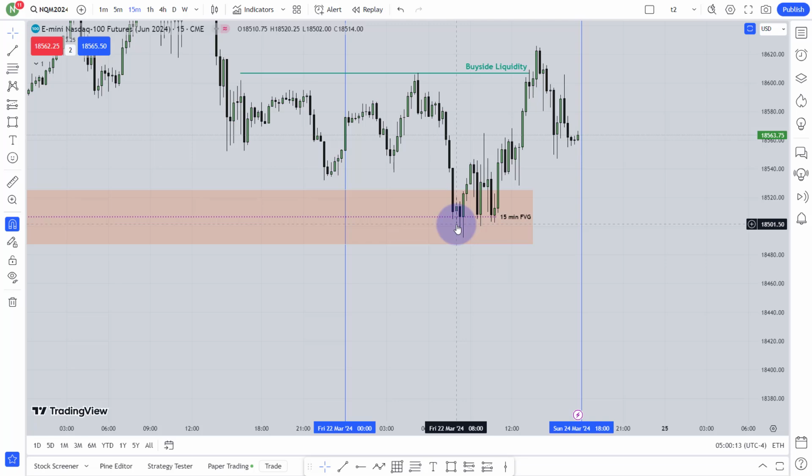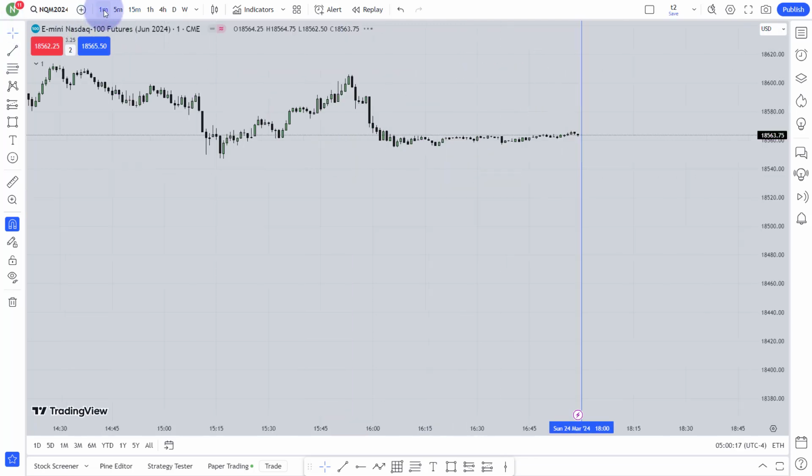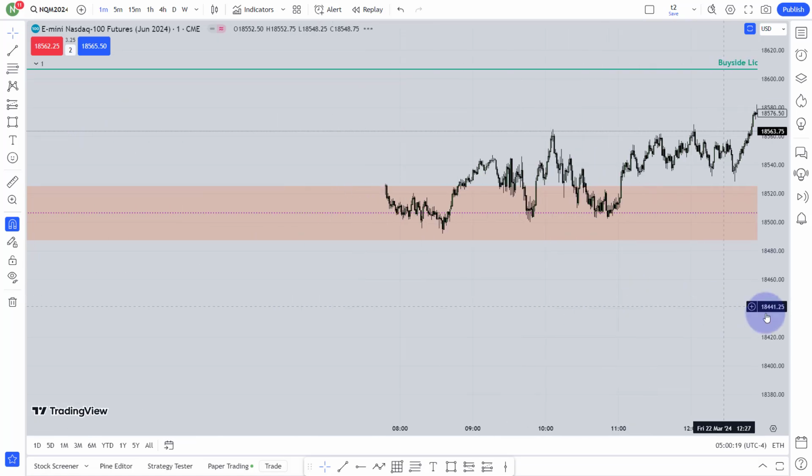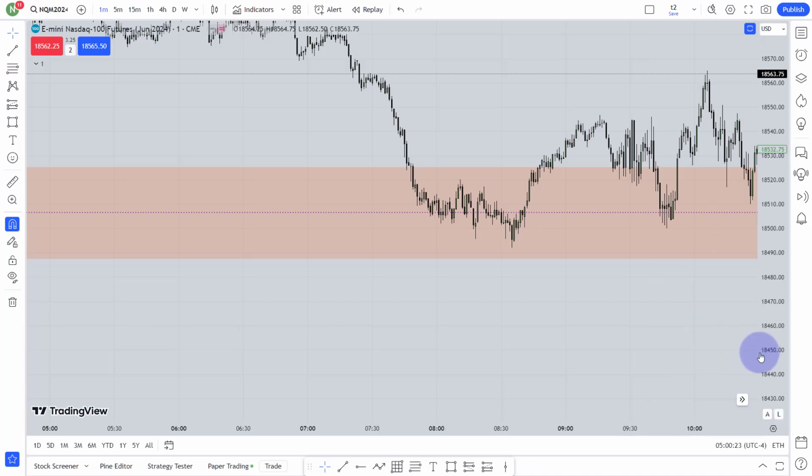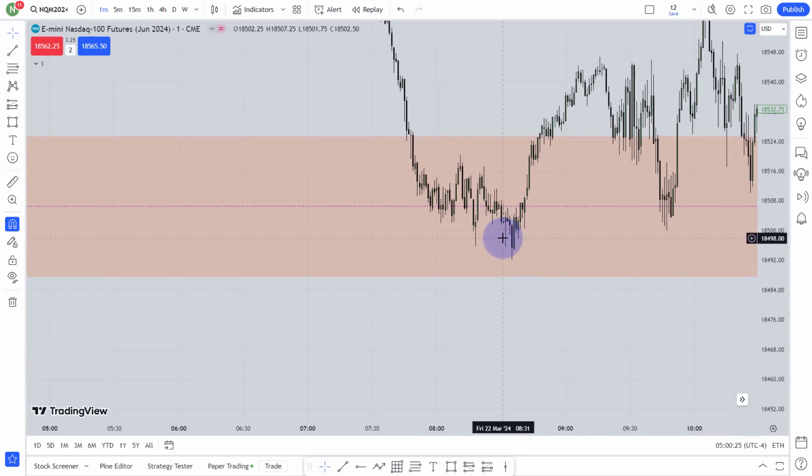When price came here, I will go to the 1-minute chart and look for my entry model or setup model. Okay, what is my entry model? I actually tell you to go for the liquidity taken, market structure shift, fair value gap entry. That's the best thing I can tell you, the best way to take the entry.